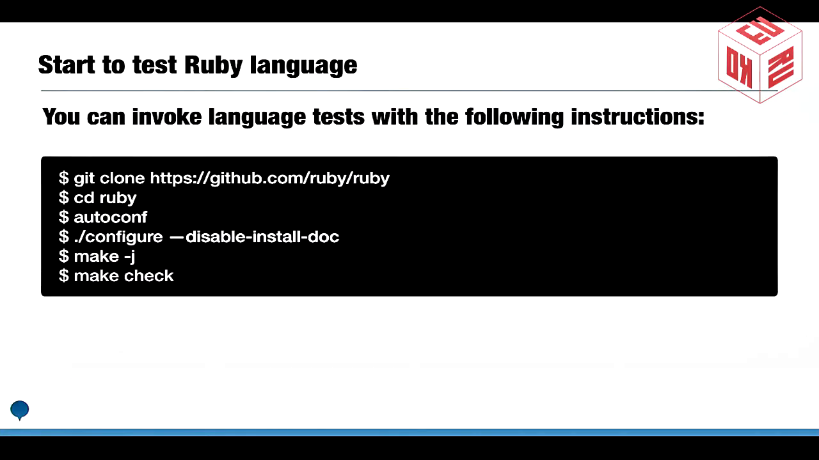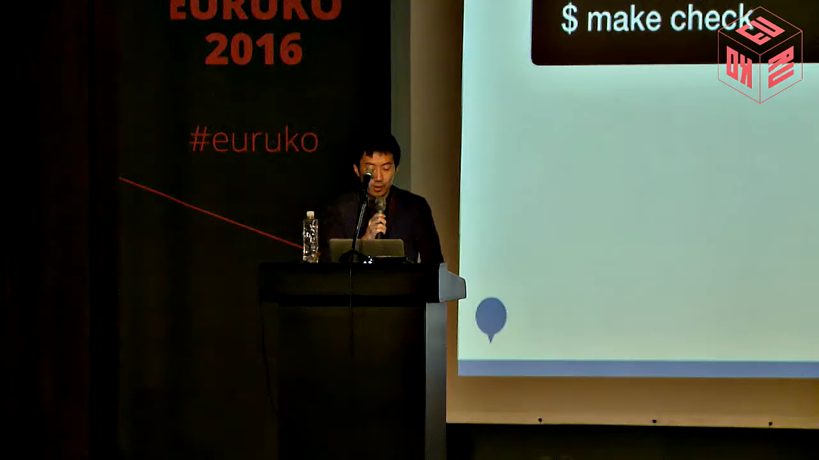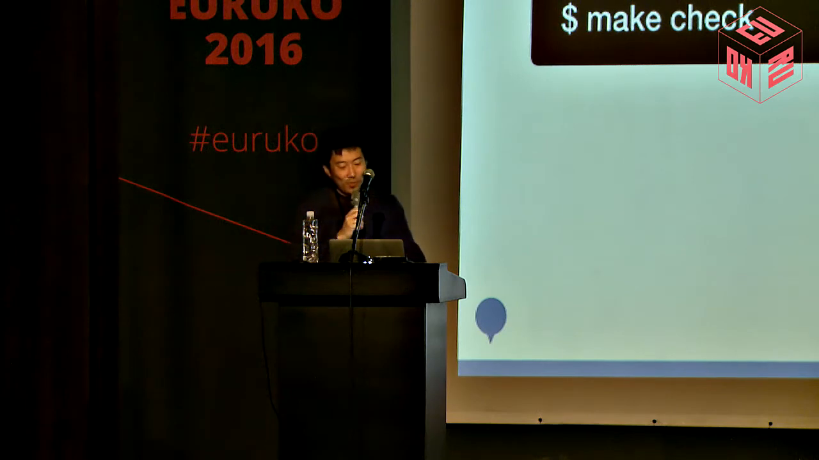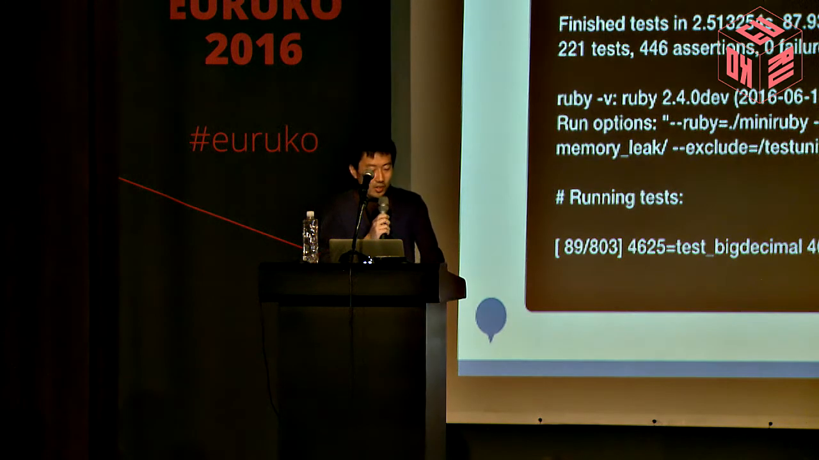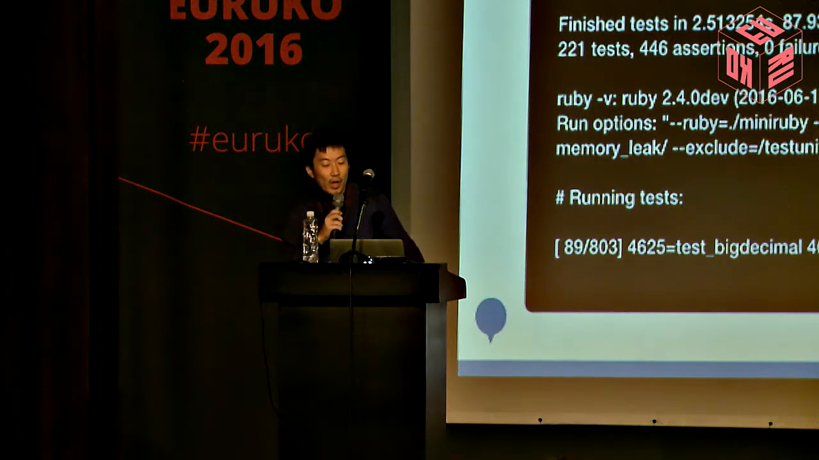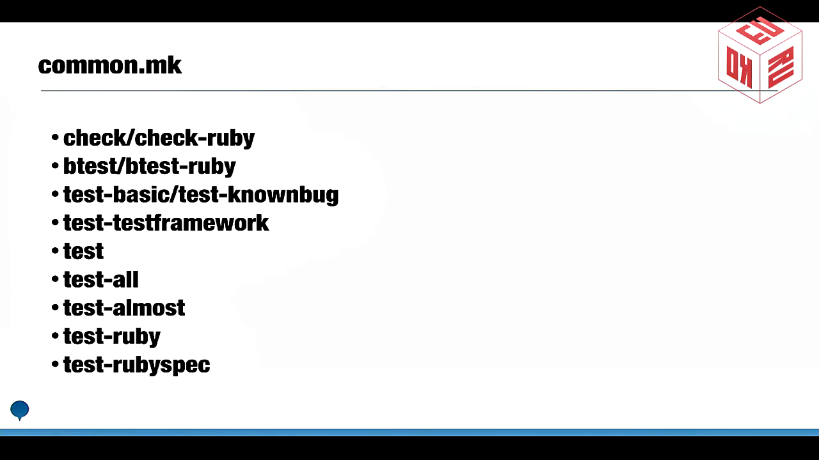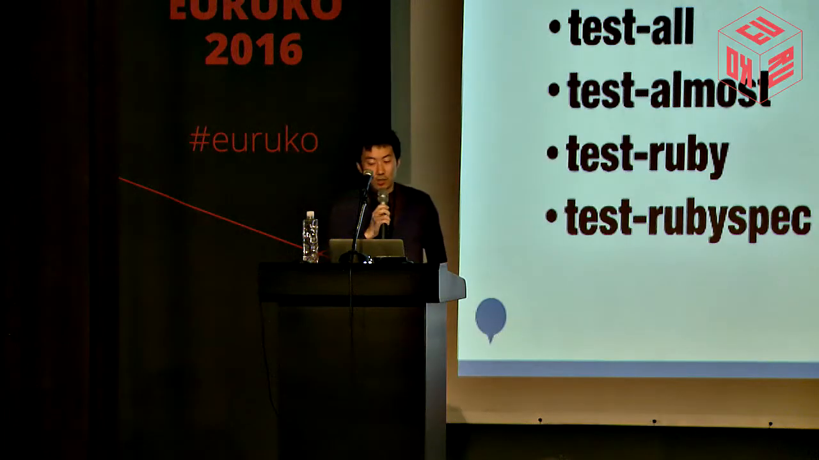So these 6 instructions are minimum set of Ruby language tests, only 6 commands. It is easier than Rails one. Not need some middleware like MySQL, PostgreSQL, memcached, and Redis, and other difficult middleware. Not needed. You can get following results. So I described these results. The entry point of make, not rake, make command is this file named common.mk in the Ruby repository. This file contains these tasks related to test invoking.